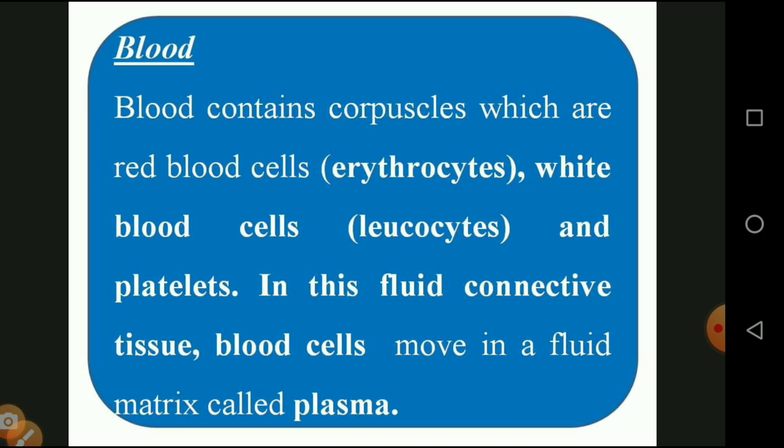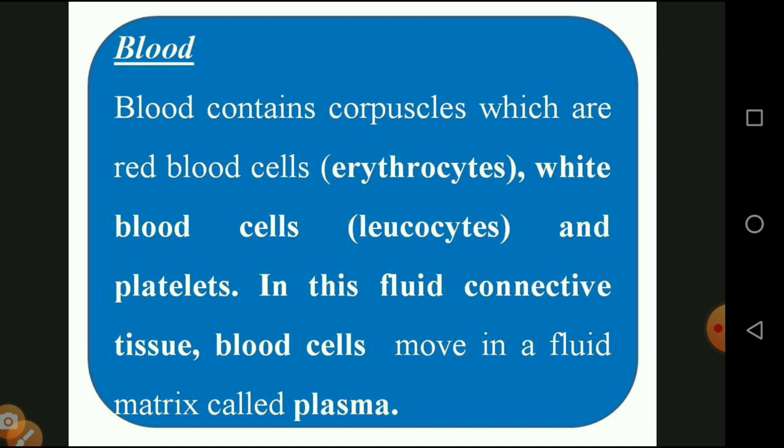And the first component is called blood. Blood contains corpuscles, which are red blood cells, 1 mark question, erythrocytes, white blood cells, leukocytes, and platelets, which are otherwise called thrombocytes. In this fluid connective tissue, blood moves in the fluid matrix called plasma. So blood normally consists of 2 types of components: one is called plasma and another one is called blood cells.